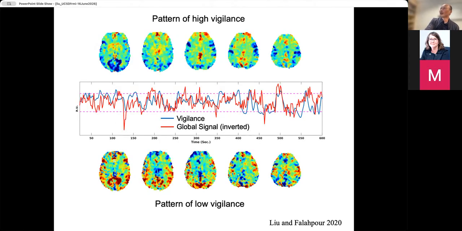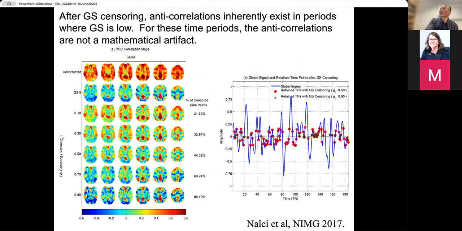And even within a run, if you actually look at your fMRI data, you'll see these patterns where sometimes the brain is slightly more negative, sometimes slightly more positive, and it turns out that that is also related to the state of vigilance. So even within the course of an exam, you're falling in and out of vigilance, and that's going to affect your fMRI signal.